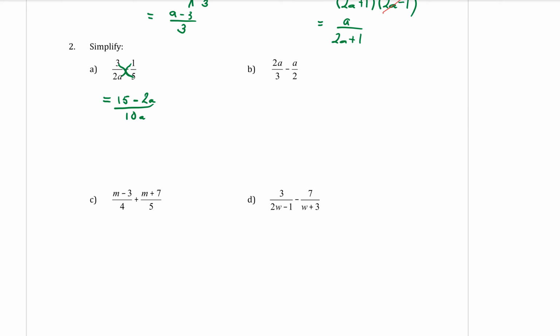Part B, same process again. First step, 3 times 2 is 6 for the denominator. Multiplying diagonally, 2 times 2a is 4a for the first one. Then minus sign, a times 3 is 3a. This time, the terms on the top, my numerator, are like terms, so I can collect them up. 4a minus 3a is 1a, which we just write as a over 6.